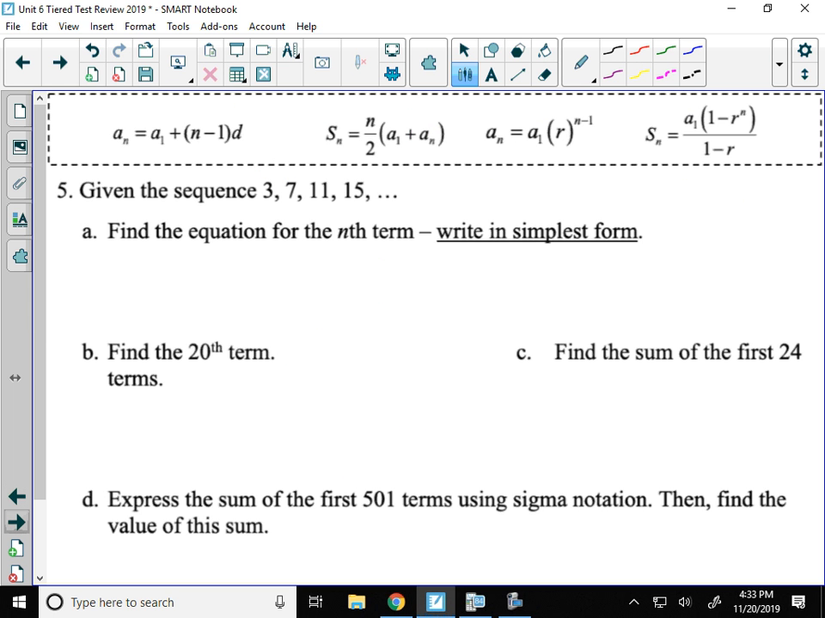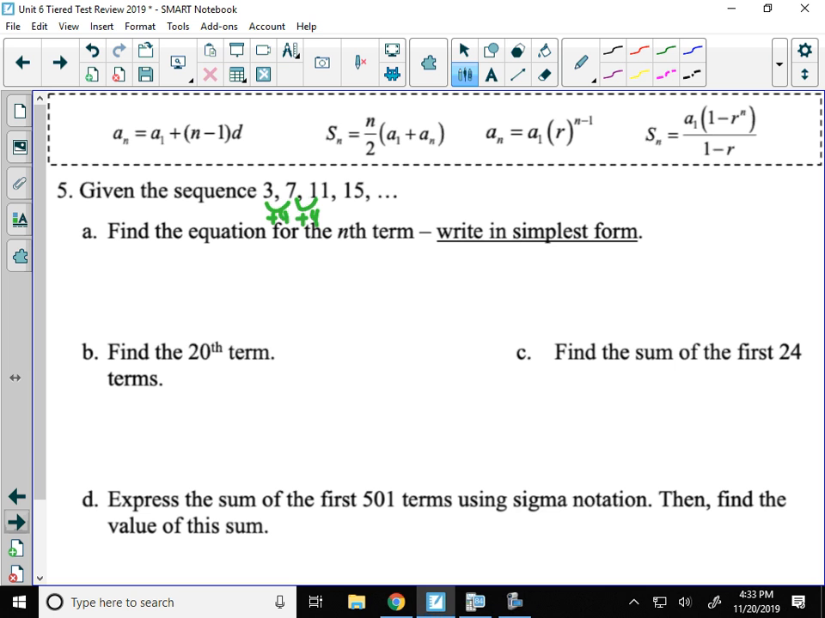Last problem for this video, number 5. We're given a sequence, 3, 7, 11, 15. Find the equation for the nth term. Now, it does not tell you what type of sequence it is. So you have to decide, this is arithmetic or geometric. So look here. It looks like I am adding 4 every time. So this is going to be arithmetic.